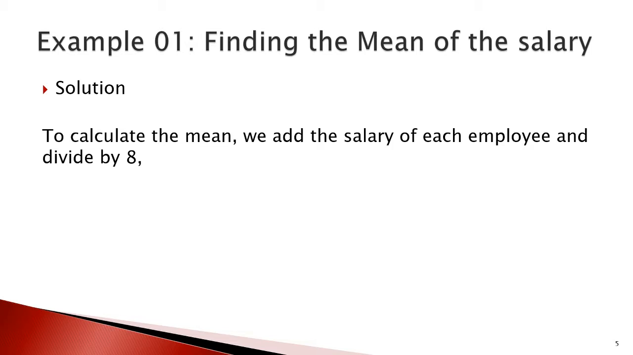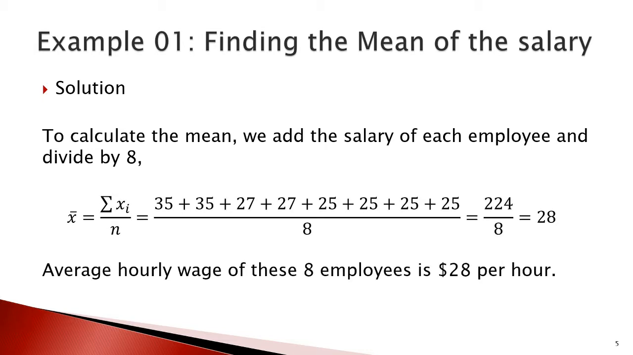To calculate the mean, we are going to add the salary of each employee and divide it by 8 like this. See, it is very simple. We are going to add each data point value and divide it by the number of data points. So according to this, the average wage of these 8 employees is $28 per hour.